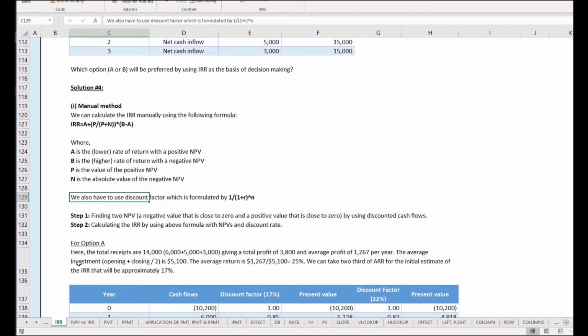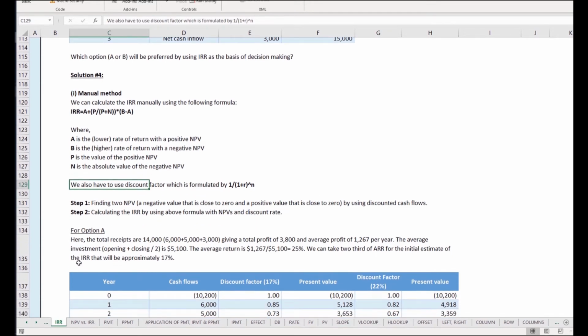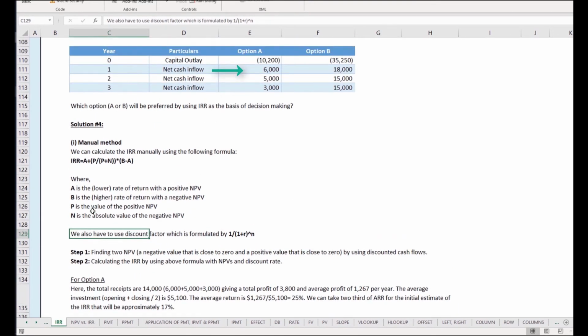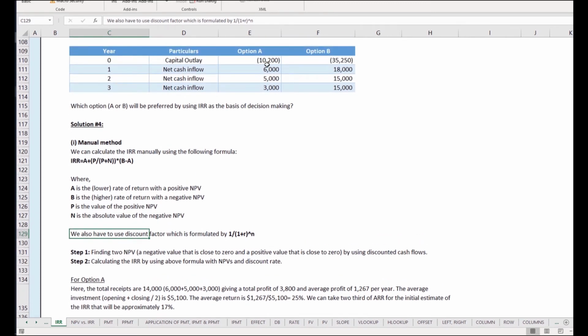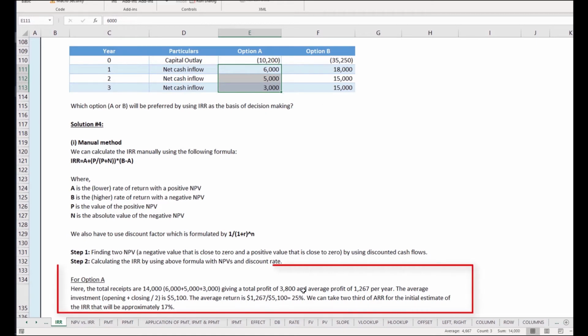So we can use the manual method in order to calculate the IRR. For the first option of investment, the total receipts were $14,000, so the $6,000, $5,000, and $3,000. Now the total upfront cost is $10,200, so that provides a total profit of approximately $3,800 and an average profit per year of $1,267. The average investment, i.e. opening plus closing divided by 2, is $5,100. The average return, therefore, is $1,267 divided by $5,100 equals 25%.